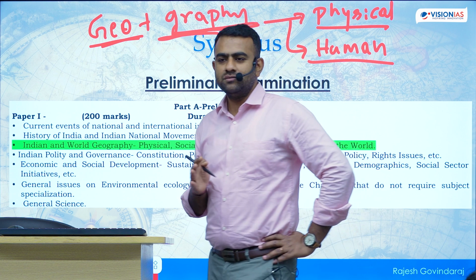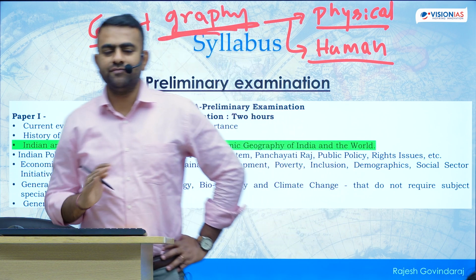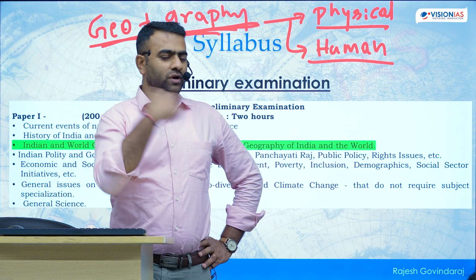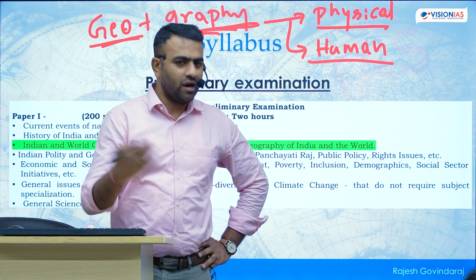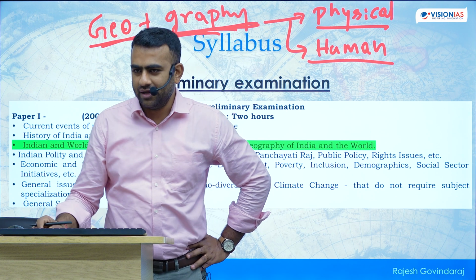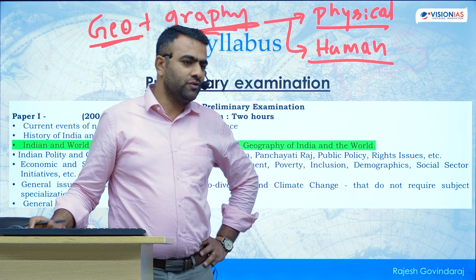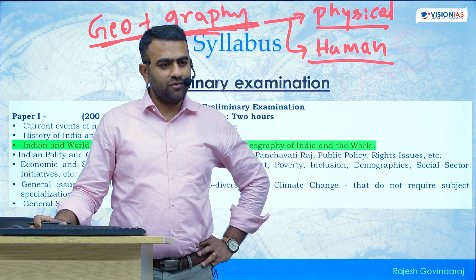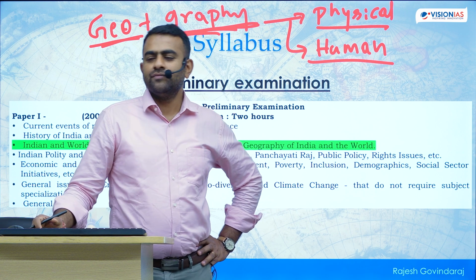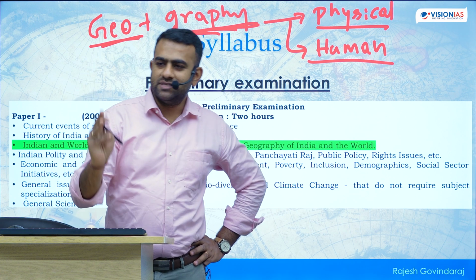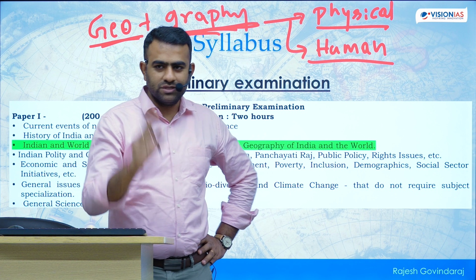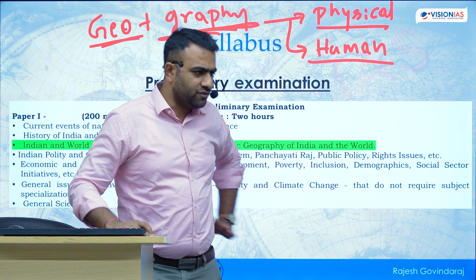Physical features includes the topography, land, what kind of land, mountain, plateau, plain, how they are formed, what is the reason behind their origin, how they are continuing, whether they remain the same or they get destroyed. The study of these physical features is what is called as geomorphology, part of physical geography only.